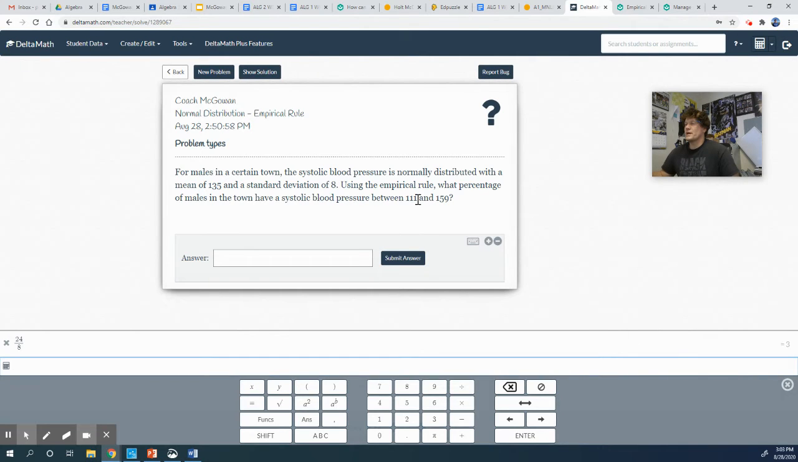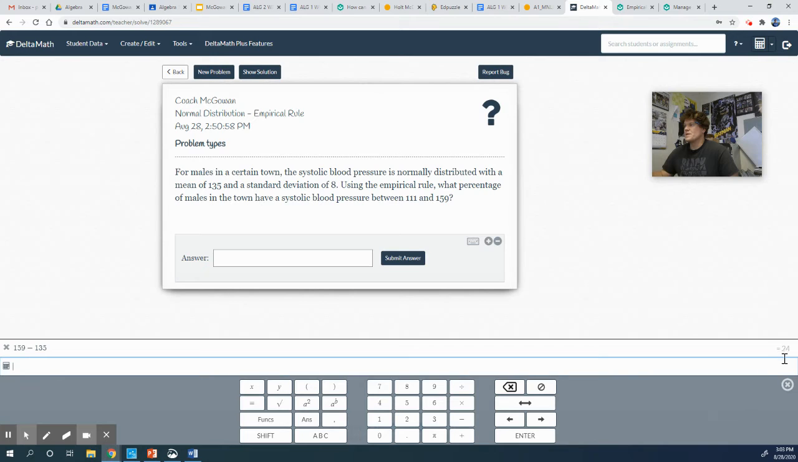On the negative side of it, let's make sure it's the same on the top. So I'm going to do 159 minus 135. That's because it was the upper bound subtracted by the mean. I hit enter. I get 24 again. So I know I'm 3 standard deviations away on both sides.